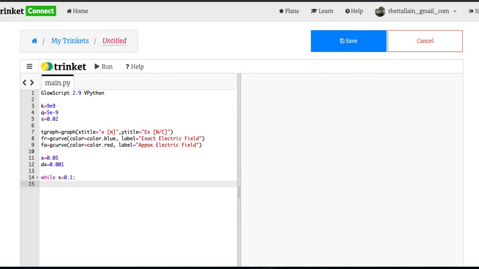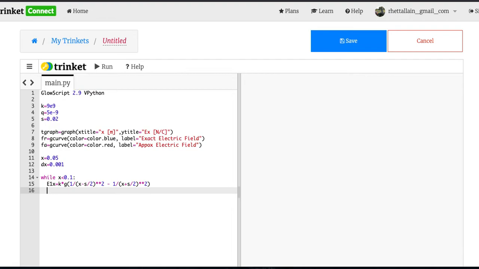The first thing I'm going to do is calculate the exact electric field. I have that equation. Let's call it E1x. It's going to be equal to k times q times 1 divided by (x minus s over 2) squared. Wait a second, no, I need another parenthesis right there. There we go. Minus 1 divided by (x plus s over 2) squared. Close parenthesis. I think that's right.